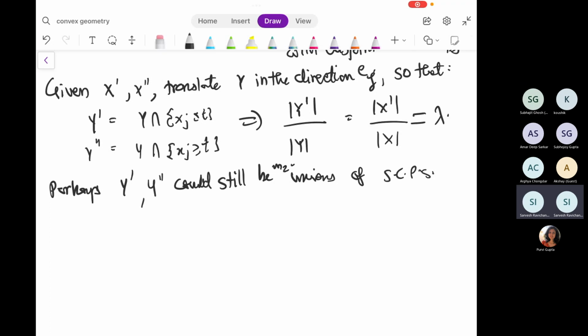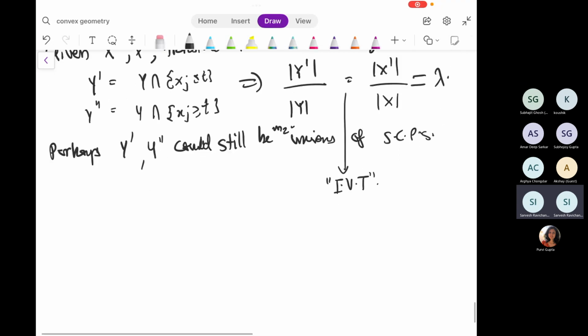Okay, is this clear? Yes, right. I should mention that. So the reason that this can be done is because of the intermediate value theorem and the continuity of the Lebesgue measure. So y prime and y double prime could still be M2 unions, but it doesn't matter because we've already done the magic with x prime and x double prime.